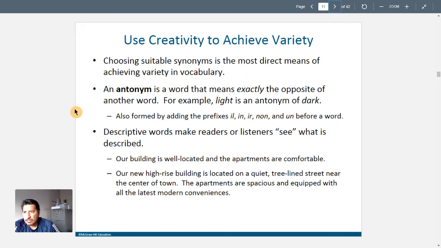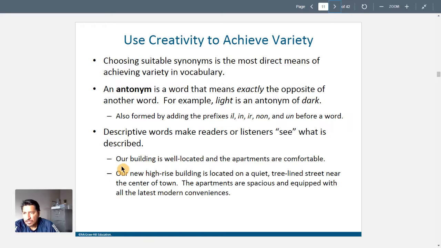An antonym is a word that means exactly the opposite of another word. For example, light is an antonym of dark. Antonyms are also formed by adding prefixes like a, il, in, ir, non, and un before a word. Descriptive words make readers or listeners see what is described.